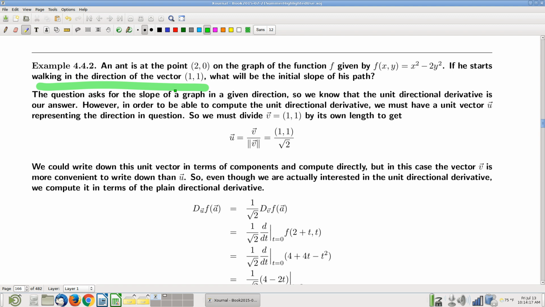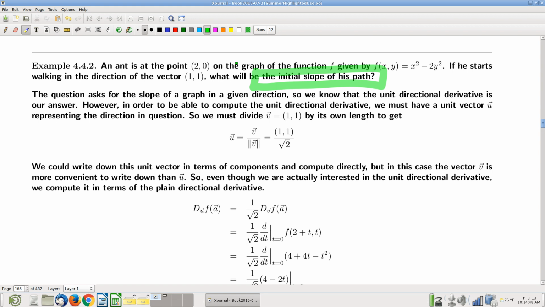And the question asks, it's not asking how fast is his altitude changing. The question is asking what's the slope of the side of the hill, the path that he's walking on. How steep is his path? What's the slope there? So this is a question about the environment of the ant, right? It's not a question about the ant's experience. How fast is he raising his altitude per unit time. It's not asking that at all. It's asking what's the slope.